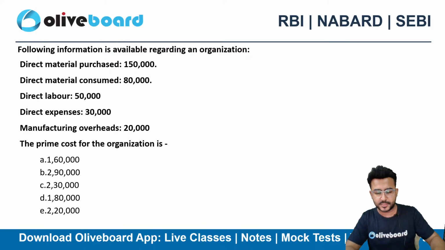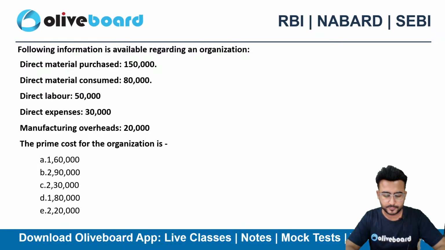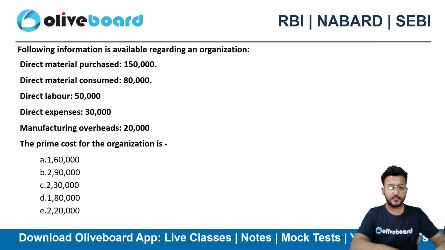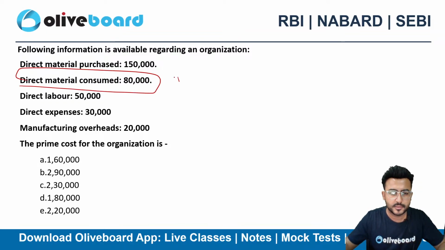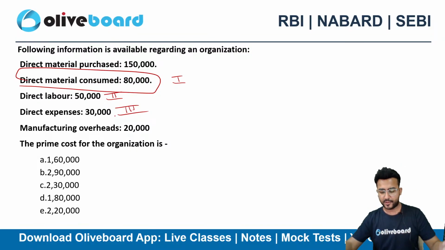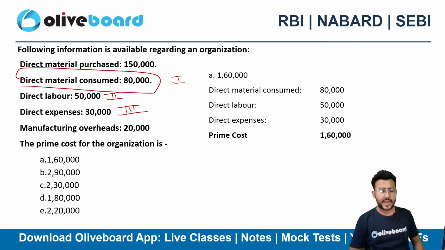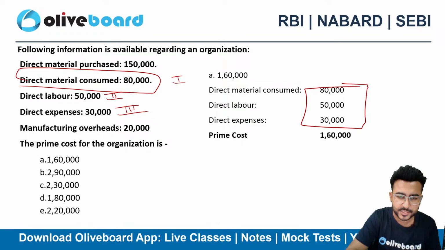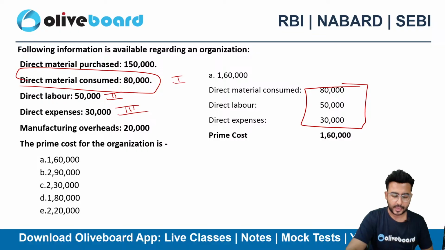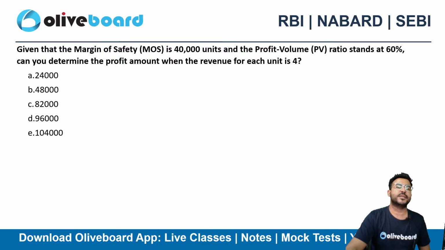What will be the prime cost here, guys? Prime cost is nothing but the summation of direct material, labor and expenses, right? So material consumed 80,000, direct labor 50,000 and direct expenses 30,000. If I total these three, the answer will be 1,60,000. 1,60,000 here will be the correct choice, option A. Next question.